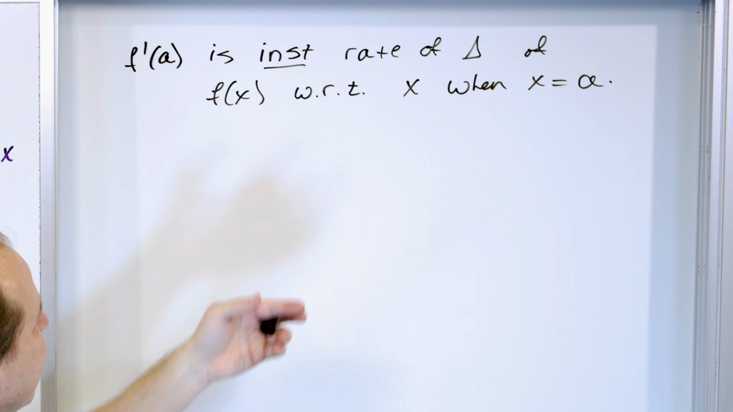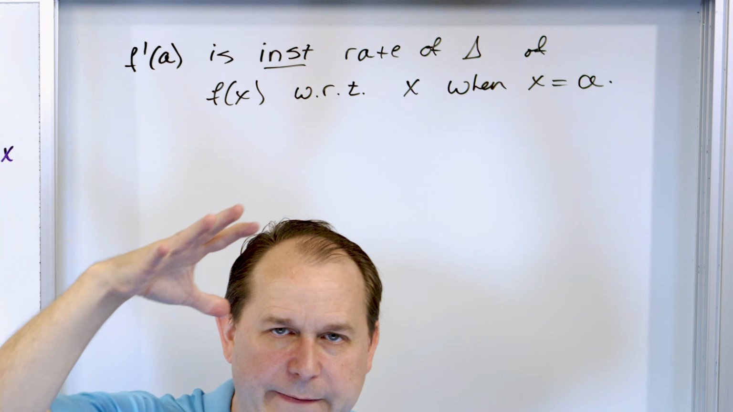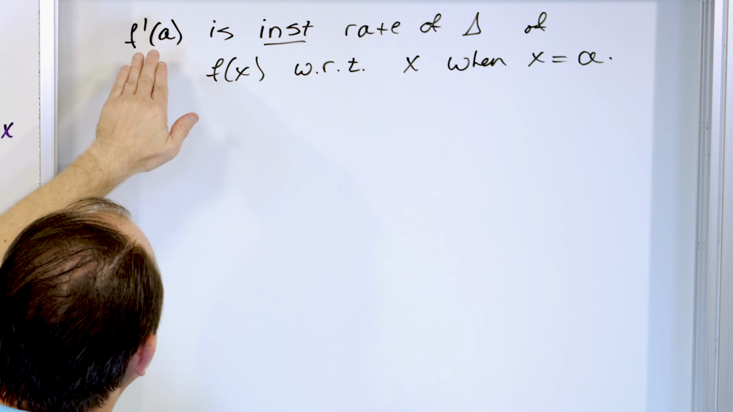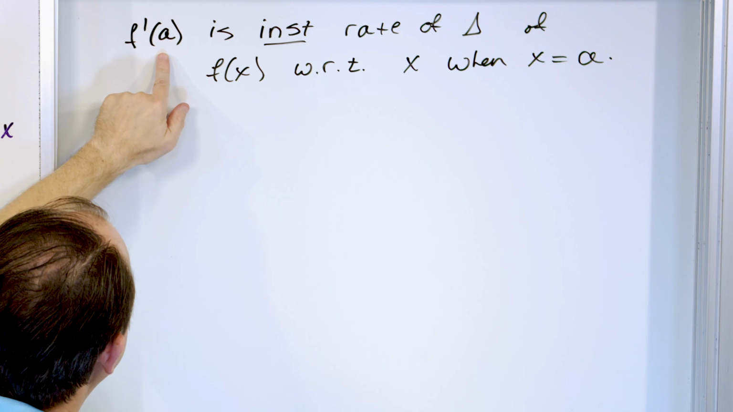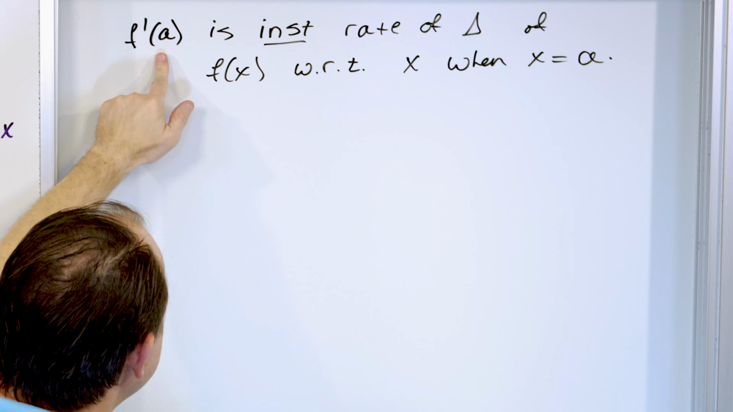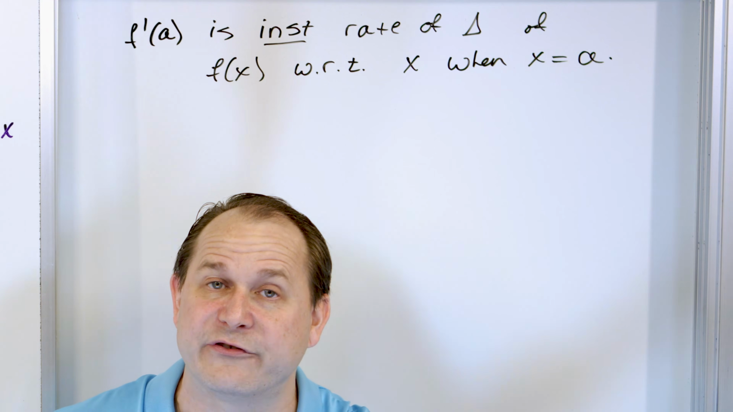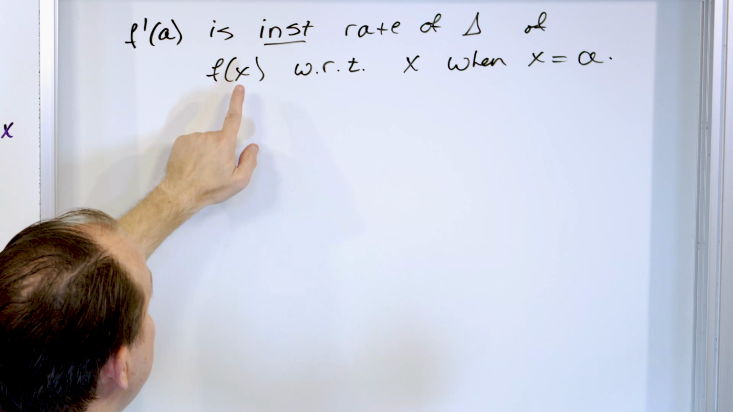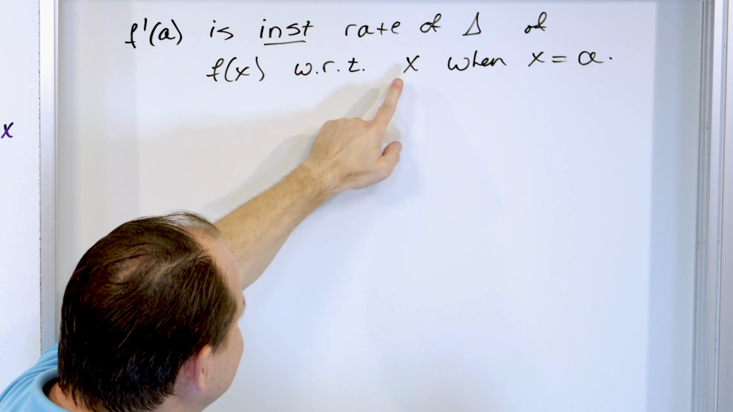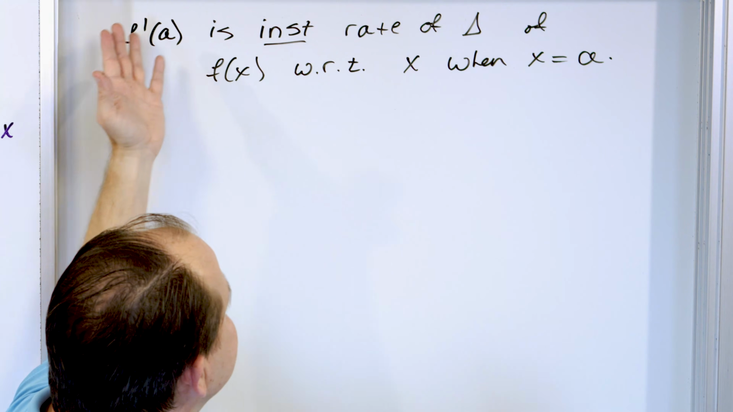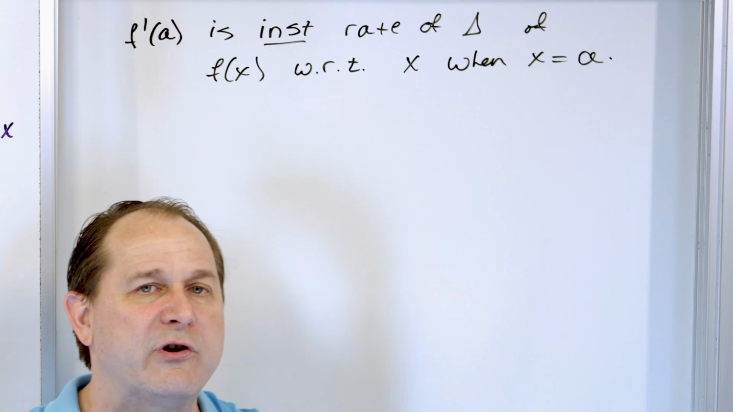So this is the kind of thing you'll see in a book, but it'll be written in a box with a theorem and it'll look very scary. All this thing is saying is that the derivative f prime evaluated at a, when x is a, is the instantaneous rate of change, which means it's the slope of the line tangent to the curve, which is what I've been saying, of the original function with respect to x, because that's the variable we're studying, when x is equal to a.